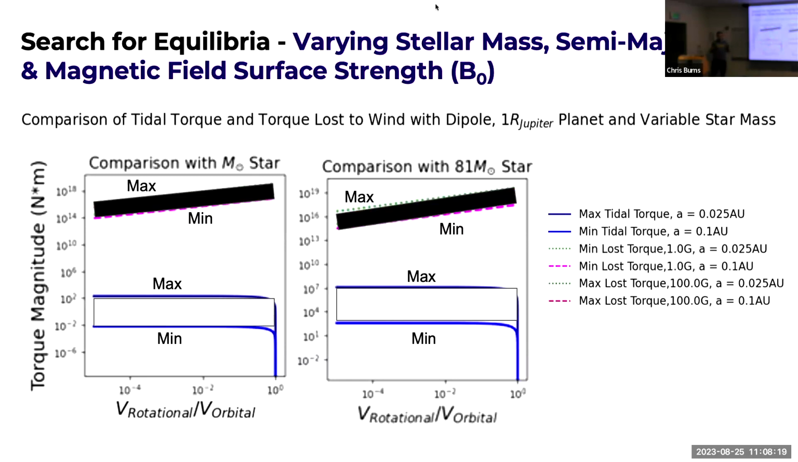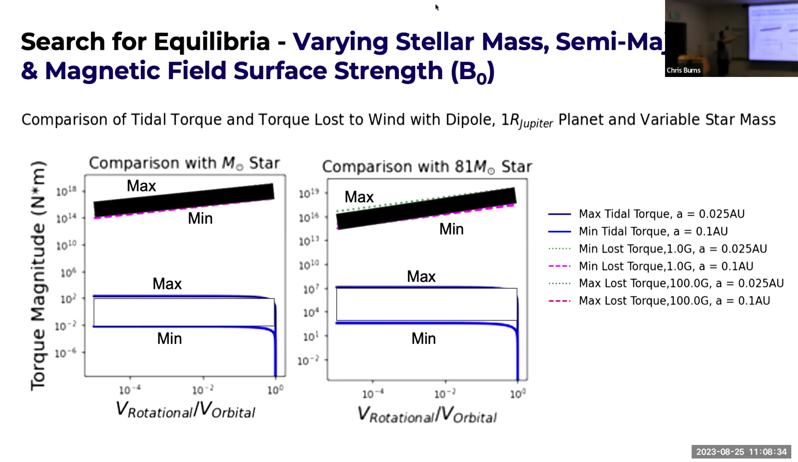I want to focus on these two areas, the black area and the white area. I want to see when these two areas intersect or overlap. And this would mean that an equilibrium is possible.